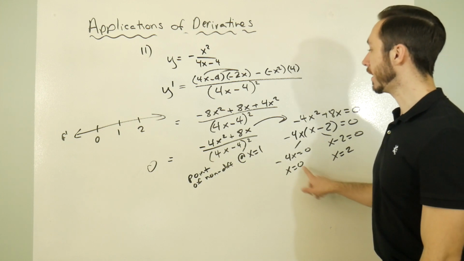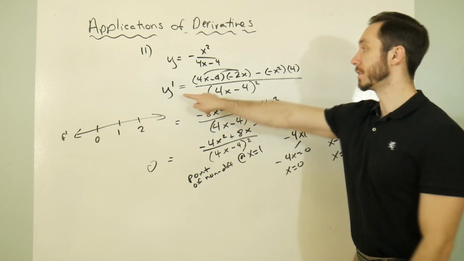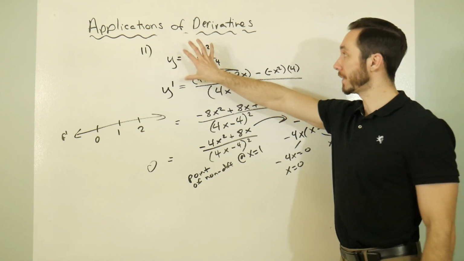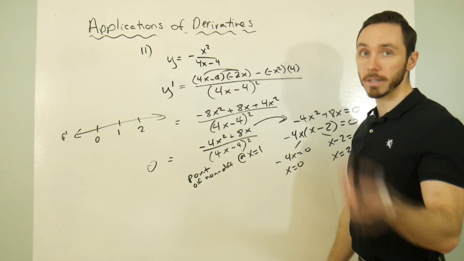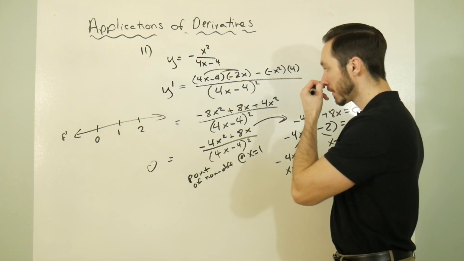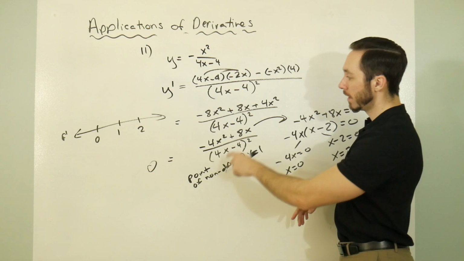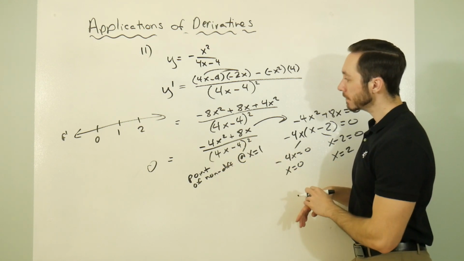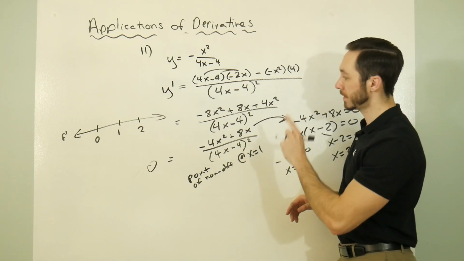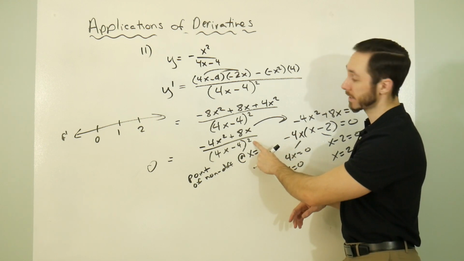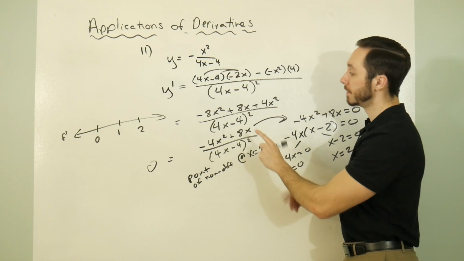If I plugged in a -1 to this expression, the derivative, not the initial, I don't care about that anymore. I care about when we're increasing and when we're decreasing. If I were to plug in a -1, because that's to the left of 0, what shoots out? We're looking at just the numerator here, because the denominator, well, it's squared, so it's going to be positive. I'm looking for the sign.